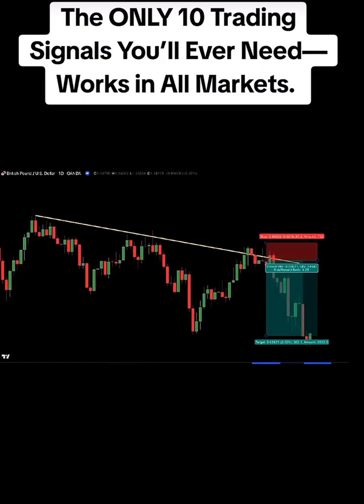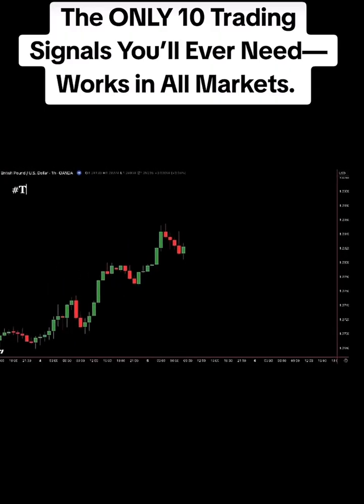However, this signal is not a holy grail. Even good Fakey setups can fail, which is why proper money management is essential to succeed over the long run. Now let's move to the next trading signal, which is the Fibonacci golden zone reversal signal. Look at this chart. After a strong move up, the market started to retrace.